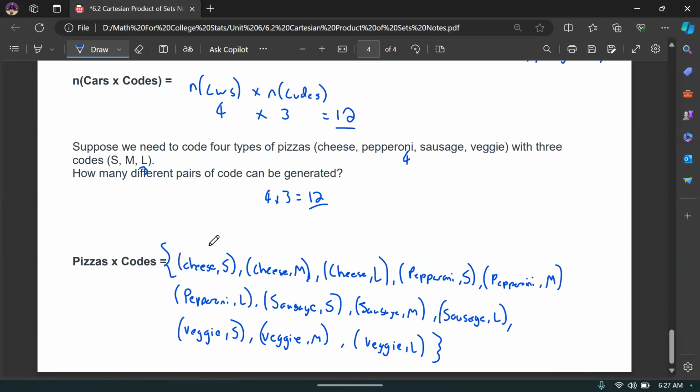All right. That's gonna do it for Cartesian product of sets. Hopefully it's not too complicated.